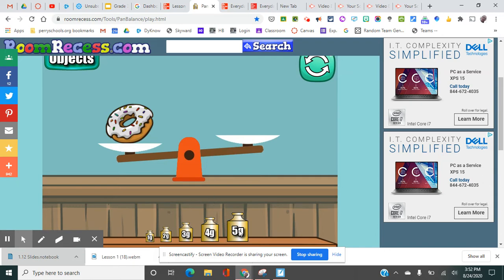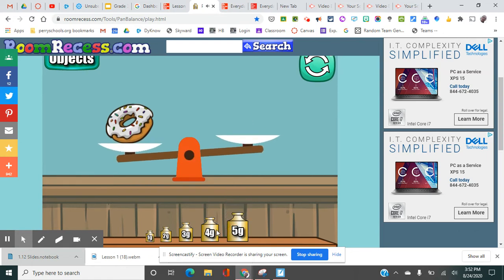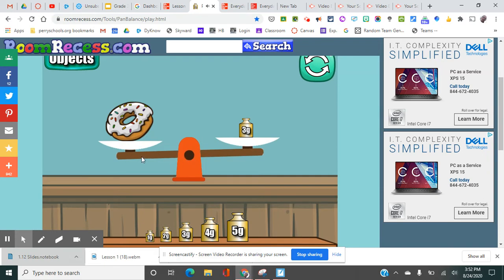So first let's try 5 grams. Oh, wow. That was exactly 5 grams. That's funny. Now, if it hadn't been, let's say I had tried 3 grams, you can see it's not quite balanced. This little light will light up yellow when our balance is complete. So maybe I'm going to add 1 gram to it. Getting closer.